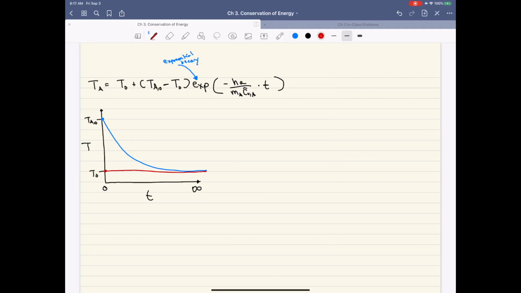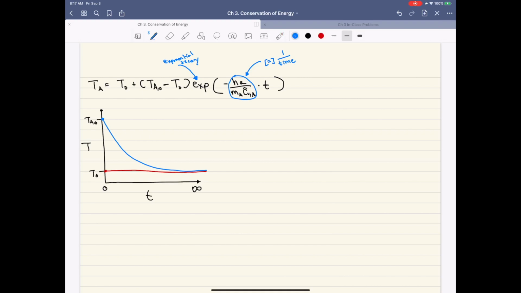Another thing I want to point out is inside the exponential, you know, we have time here. We also have this kind of collection of constants. And if you did the dimensional analysis on this collection of constants, you would see that their dimensions would be 1 over time, which is necessary, right? Because time here has dimensions of time, and inside the exponential, that product needs to be dimensionless, okay? And so it's important that this collection of constants has units of inverse time.